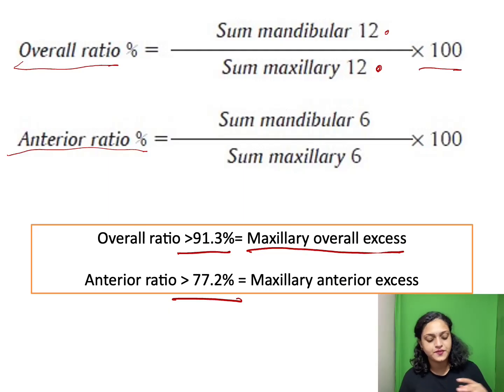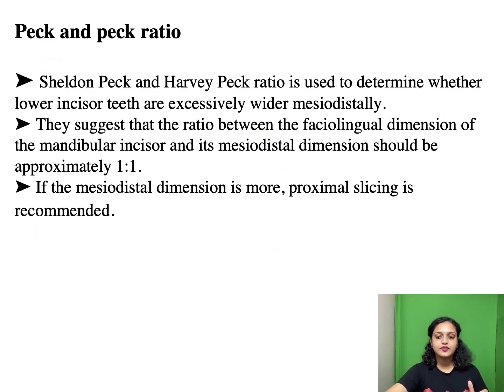If it's the opposite, if the ratio is lesser than 91.3, then it means that the mandibular teeth are in excess. That is, the mandibular teeth are larger than the maxillary teeth. This is what Bolton's analysis is about. So for Bolton's analysis, remember the values and remember the interpretation.